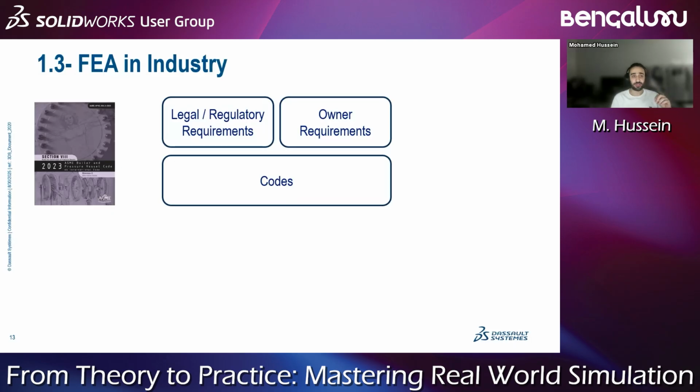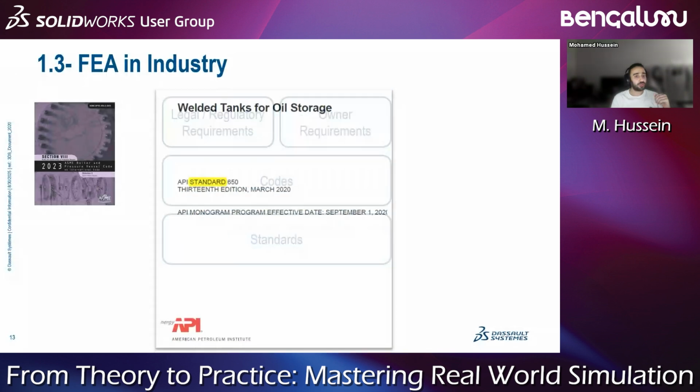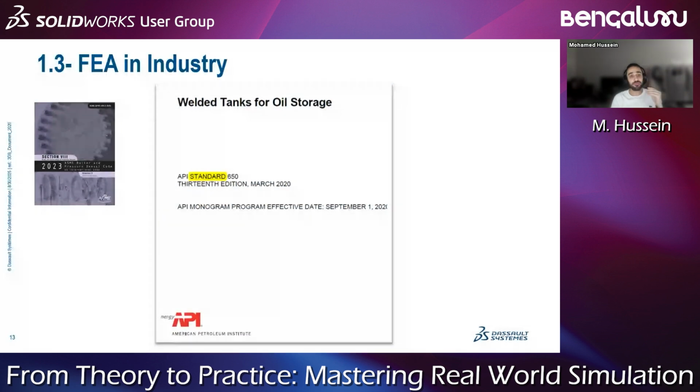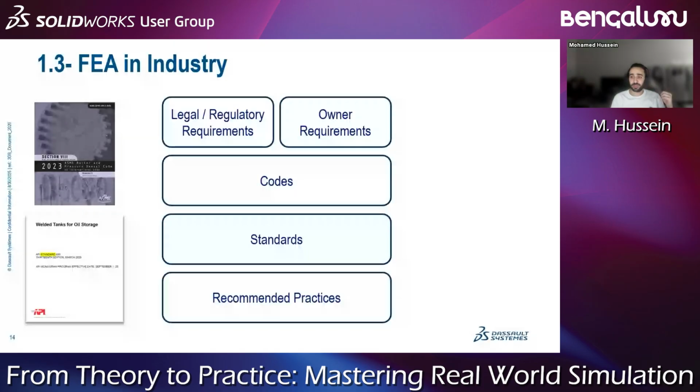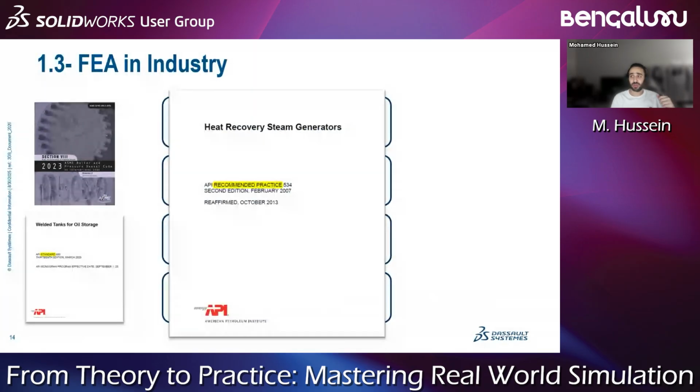The third tier is about standards, and the most used standard is API 650. This is for above ground storage tanks. The last one is maybe recommended practices. For sure, there are other documents, but here are the most important. We have, for example, the API recommended practice for heat recovery steam generators, which I think in May 2024 was turned into a standard, not only a recommended practice.